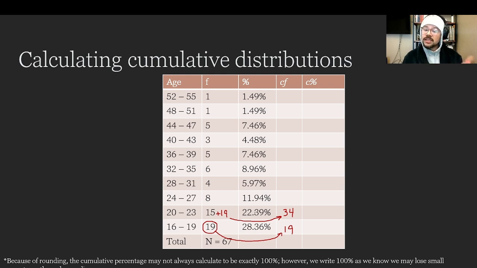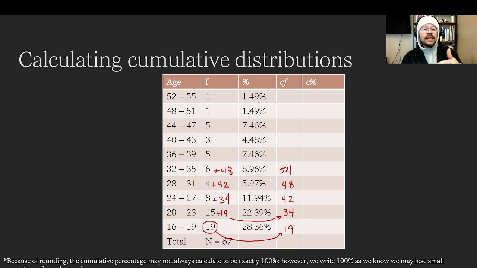Remember, cumulative frequency is the score at that class interval and all of those below it, which means that we are going to take this 34 and add it to the number 8. 8 plus 34 gives us 42. We're going to take that, add it to the next one up, plus 4. We get 48. 48 plus 6 gives us 54.